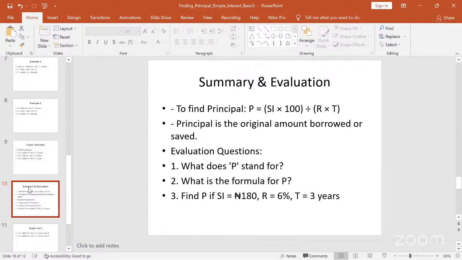Okay. So if you look at the evaluation question, it says, what does P stand for? Principal. So what is the formula for finding the principal? Simple interest times 100 divided by rate times time. Okay, that is beautiful. And the last question, question three, find the principal given this. What would that be? Can you solve that?